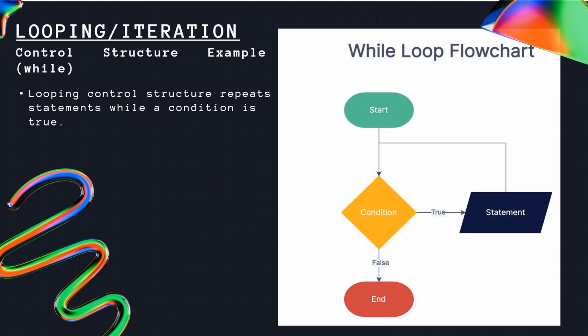The flowchart that describes a while loop control structure is as shown below. After the program starts, it evaluates the condition. If the condition is true, it executes the given statements, and then the program goes back to check whether the condition is still true. If the condition is still true, the statement is executed again and again until the condition becomes false, when the program moves on towards the end.